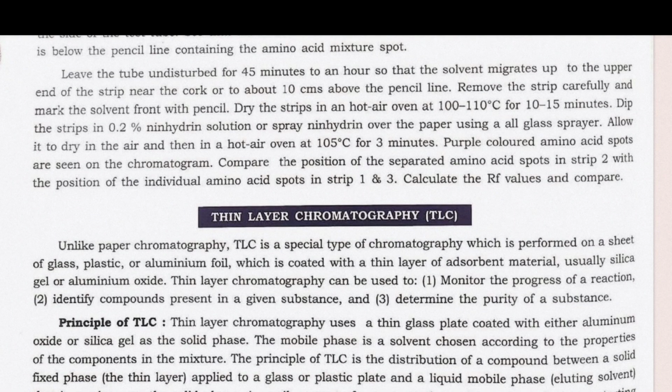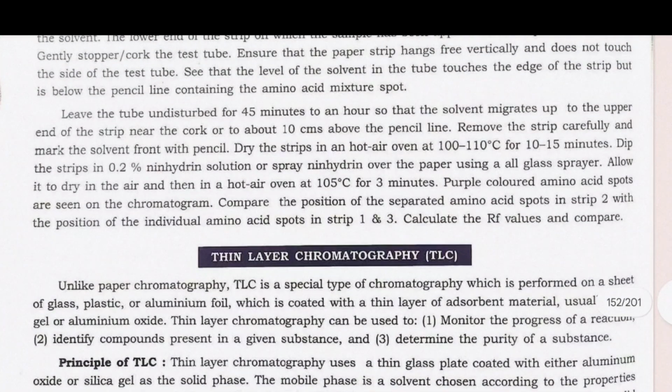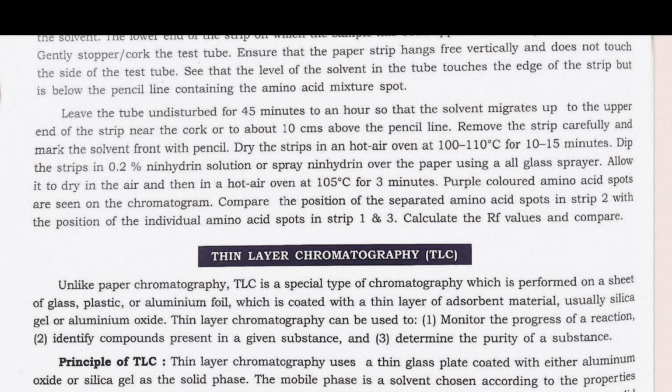Allow it to dry in the air and then in a hot air oven at 105 degrees Celsius for 3 minutes. Purple colored amino acid spots are seen on the chromatogram. Compare the position of the separated amino acid spots in strip 2 with the position of the individual amino acid spots in strips 1 and 3. Calculate the RF values and compare.